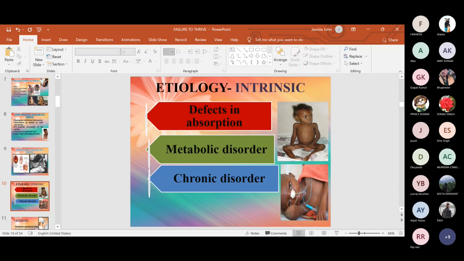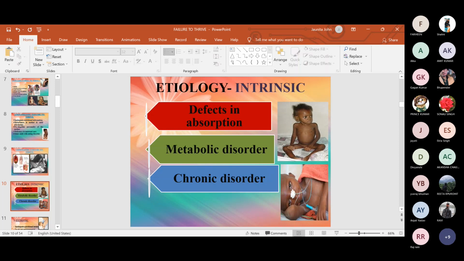Next was intrinsic and extrinsic factors. Intrinsic means anything related to inside the body, such as defective absorption, where nutrients present in the body or in a particular substance are not being absorbed by the body. Then metabolic disorders, as I told you all, any problem in metabolism. Then any chronic disorders. Next was extrinsic, outside factors, which was inadequate nutritional intake, and social and environmental deprivation. As I have told, socially or environmentally withdrawn babies or infants.